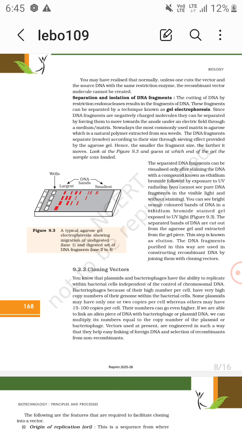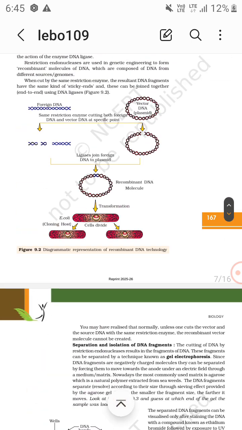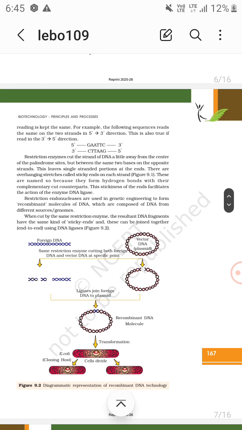You may have realized that unless one cuts the vector and the source DNA with the same restriction enzyme, the recombinant vector molecule cannot be created. The source DNA is where we want the desired DNA from, and the vector is what is required for cloning, the transfer. So, without the same restriction enzyme, the recombinant vector molecule cannot be created.